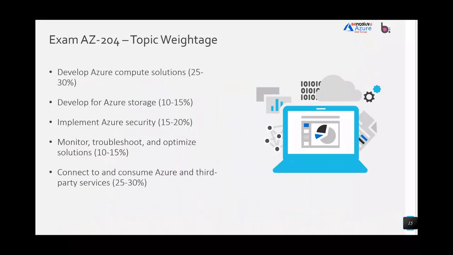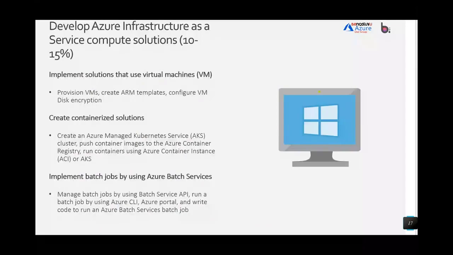Today's topic. So the first one is develop infrastructure as a service compute solutions, right? So here you need to understand how to provision VMs, how to create ARM templates, and how to implement Azure disk encryption for the VMs. So all those things will be part of these implement solutions that use virtual machines, right? Well, this is in Azure 203. And again, guys, you don't need to remember in detail how to provision ARM templates. But it would still be great if you memorize some of the PowerShell commandlets, and some of the basics of ARM templates and how to consume and publish ARM templates, all those things.